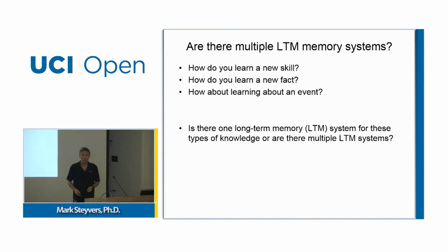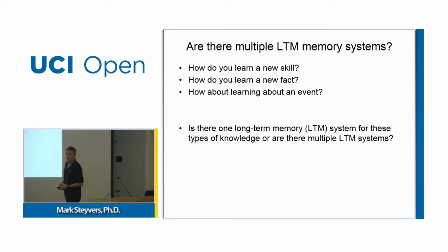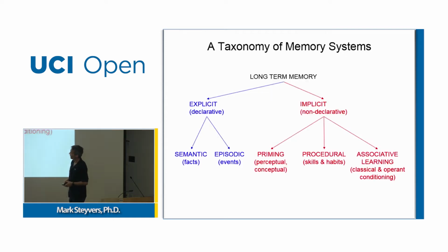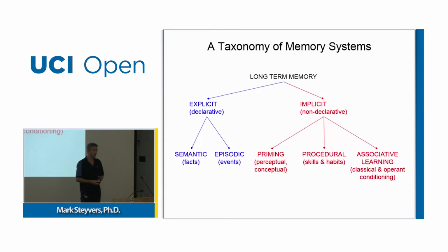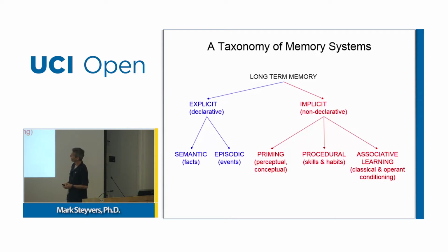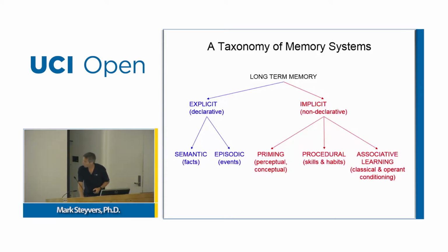And researchers believe that there are different kinds of memory systems, different long-term memory systems for different types of knowledge. And they operate a bit differently. So here's the big schematic from memory theorists, making distinctions between various types of memory. The main distinction, the one that we'll talk the most about during this lecture, is between explicit memory and implicit memory.